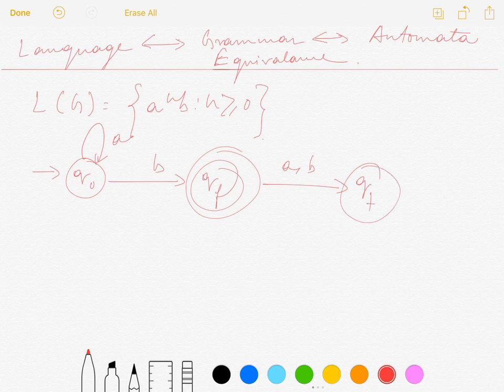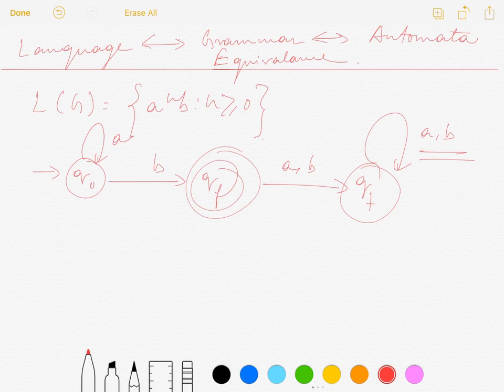And in the trap state, which will be represented by qt, if the input is a or b, it will remain in the same state until and unless you reset the machine. In our computer also, the machine remains in the hold state. Until you press control alt del, the machine will not come back to its previous position. So it also remains in the same state, because it is not specified what will happen if I give a and b.